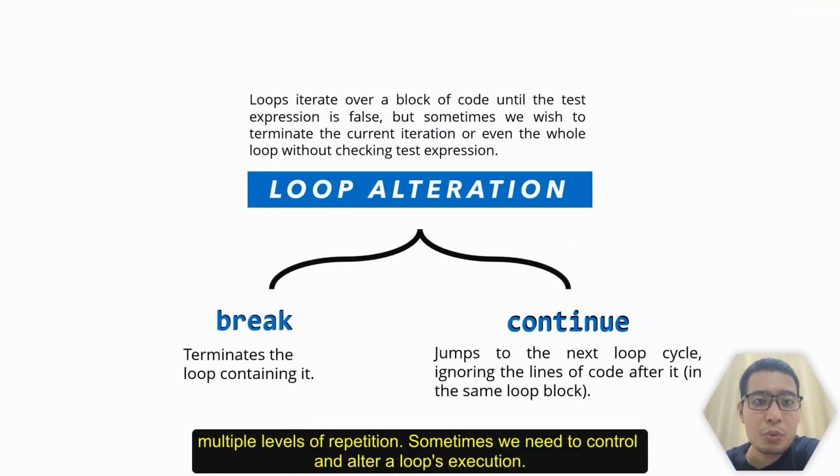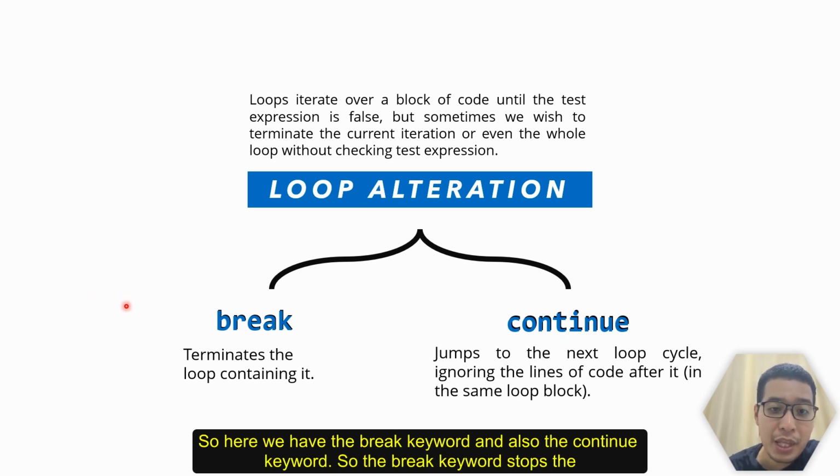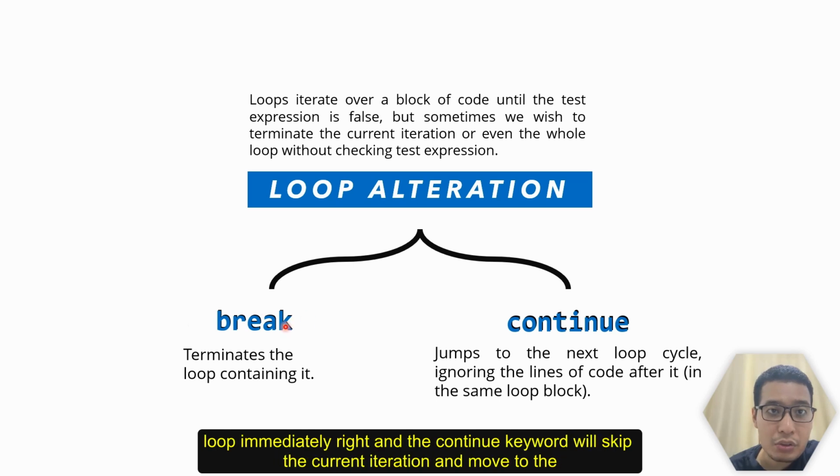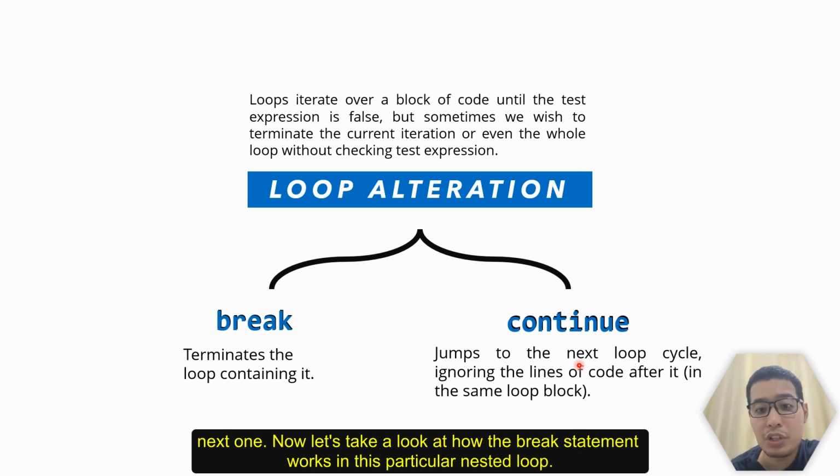Sometimes we need to control and alter a loop's execution. So here we have the break keyword and also the continue keyword. So the break keyword stops the loop immediately, right? And the continue keyword will skip the current iteration and move to the next one.